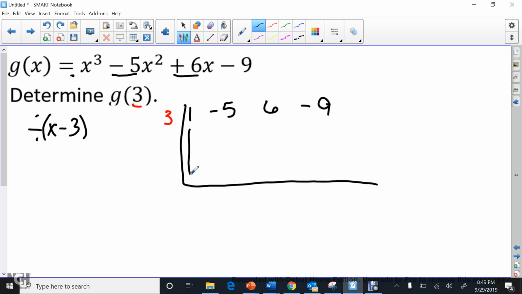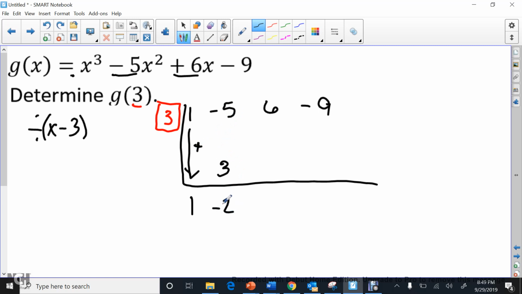Our first step is always to drop our first number below the line. After that, we always take this number and multiply by what's up here. Sometimes it's written in a box to emphasize that we multiply by whatever's in the box. 1 times 3 gives me 3, and that answer will go in the next column. Okay, from here, these two lines will always be added. Negative 5 plus 3 is negative 2, and we will repeat this process.